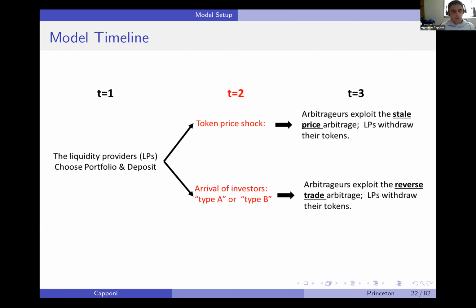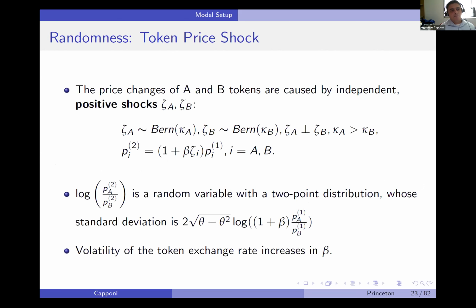So now let me show what happens in the second period, and then I want to go to the third period. The second period is just where randomness happens. Here I've constructed a very simple model just to understand the key economic forces. I'm assuming that the token prices are subject to independent shocks that happen according to a Bernoulli model. So you have two positive price shocks, ZA and ZB. They are Bernoulli random variables with different parameters, κA and κB. And if there is a positive shock, the price will change by an amount beta.